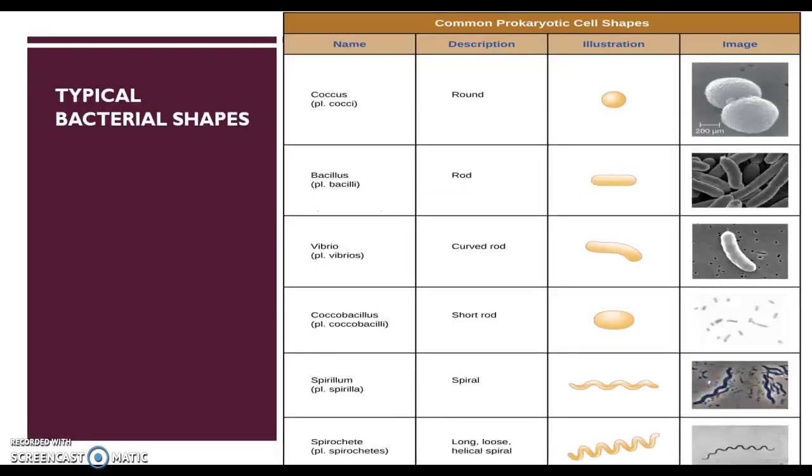So these are the typical bacterial shapes. So when we say coccus, we mean round. The organism or bacterium is circular. A bacillus bacterium is rod-shaped, and Vibrio bacteria have this curved rod shape. It tends to look kind of like a comma.